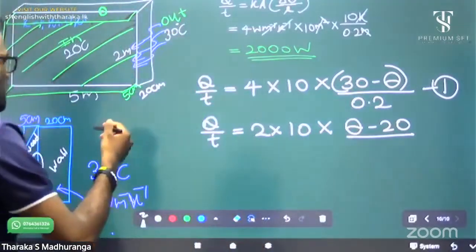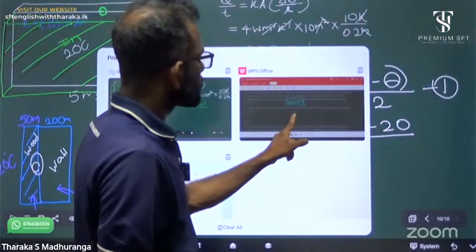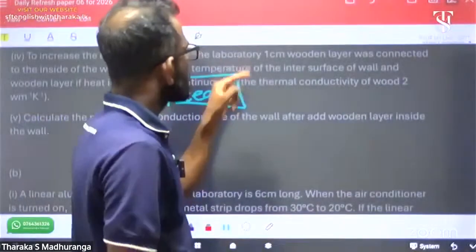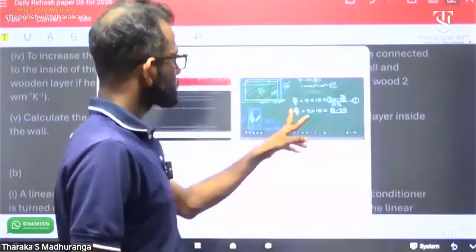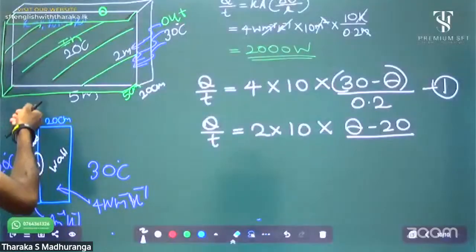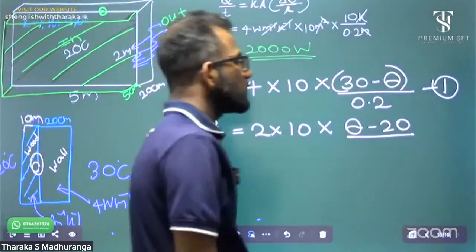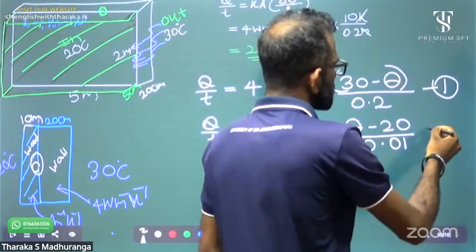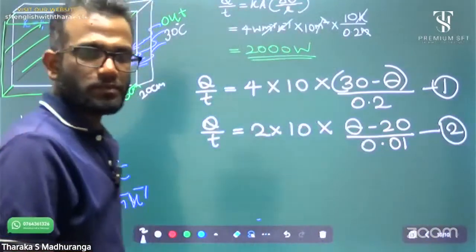It is 5 centimeter. Let's check with the question. Is it 5 centimeter? Sorry, it is 1 centimeter, my mistake. 1 centimeter means 0.01 meter. This is my second equation.